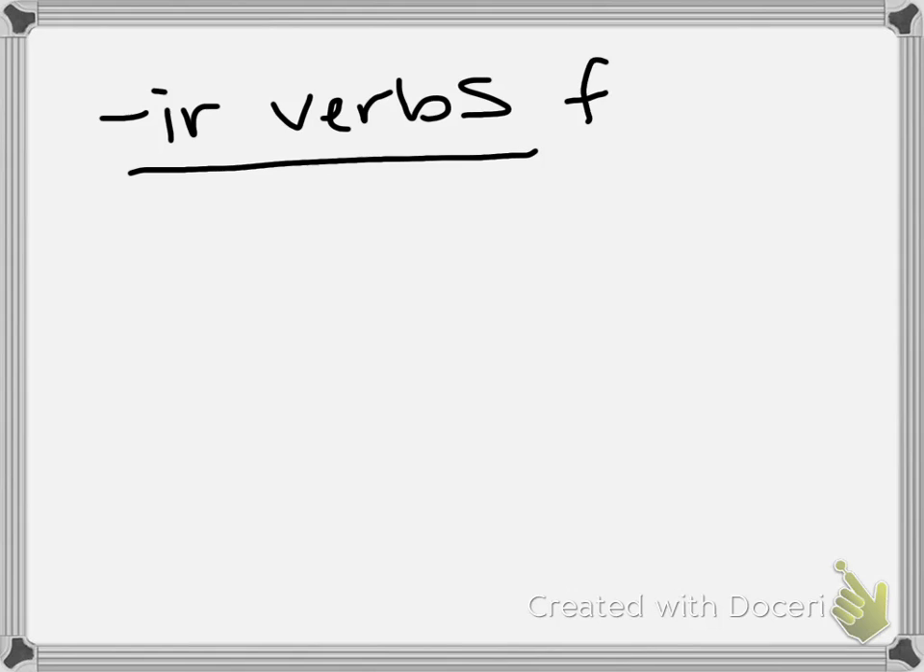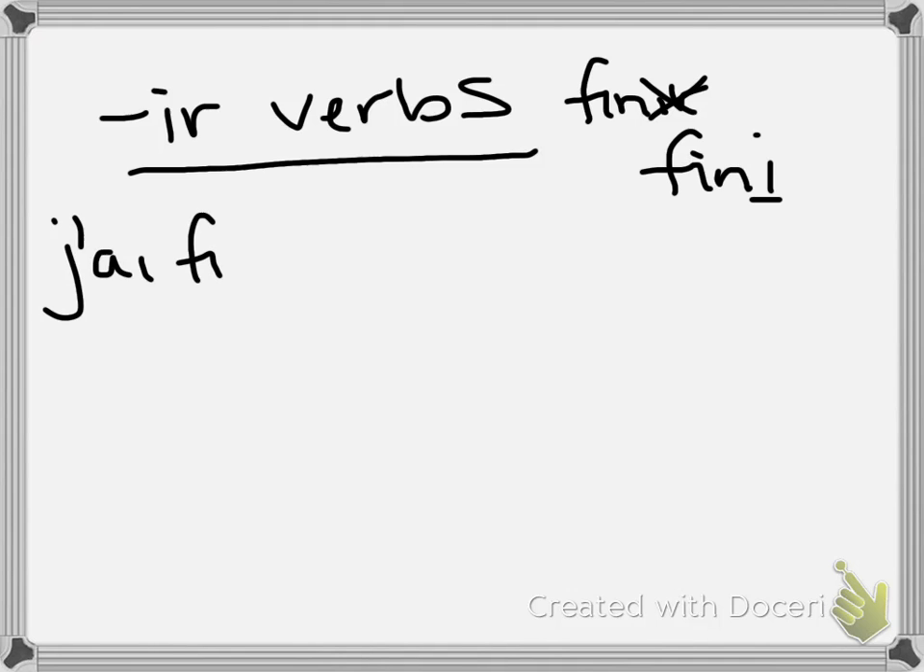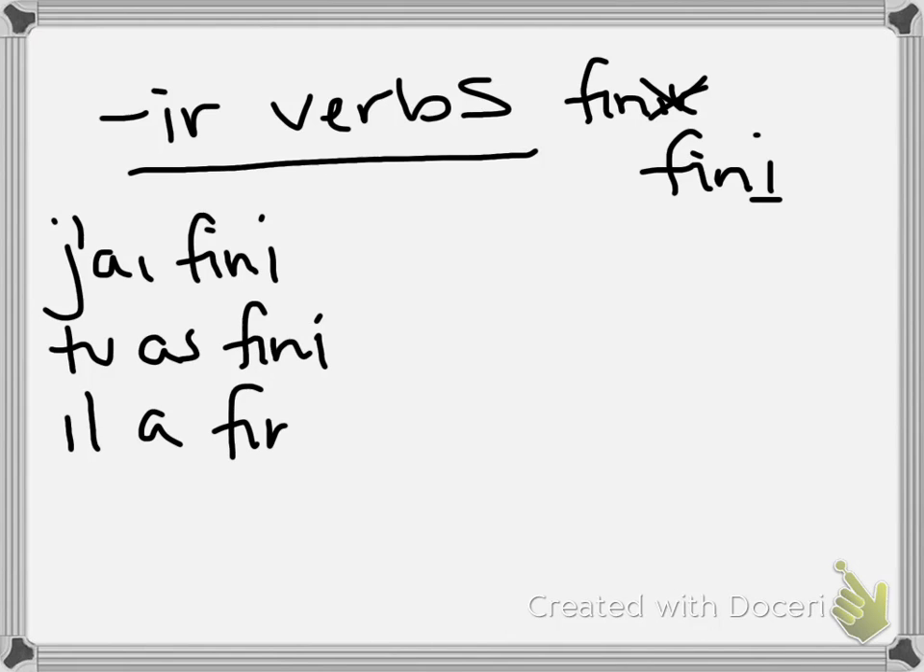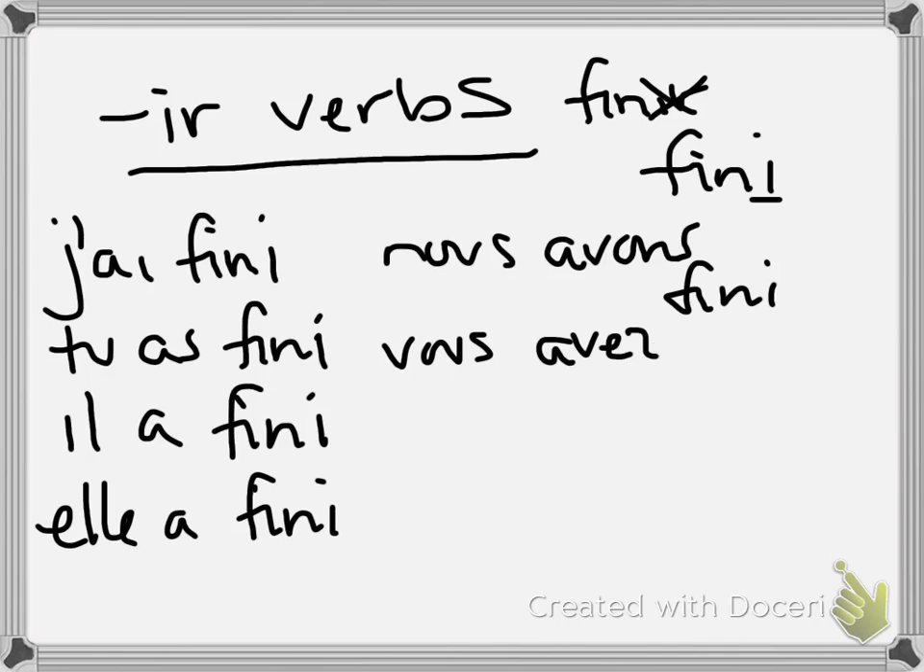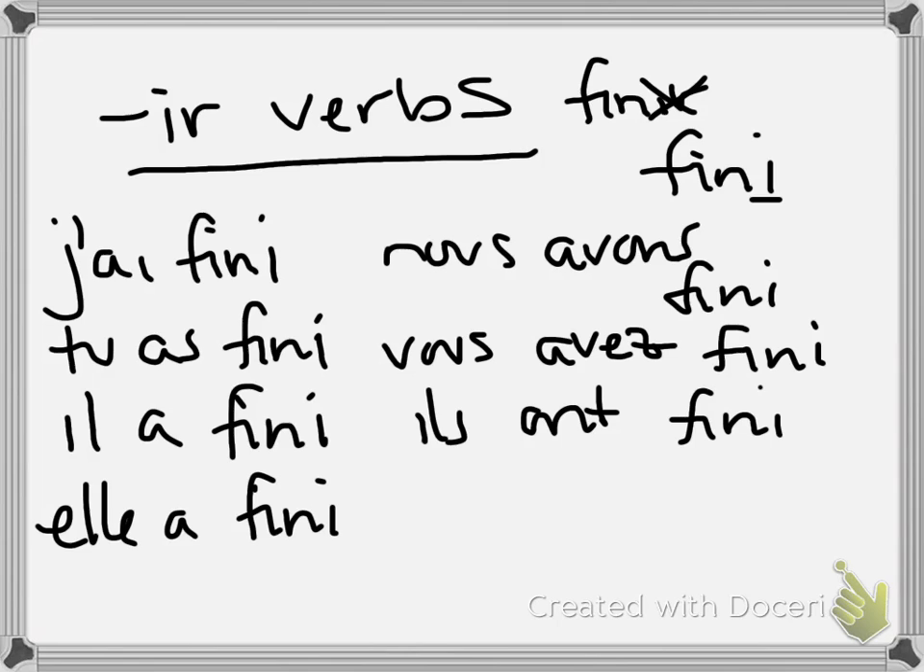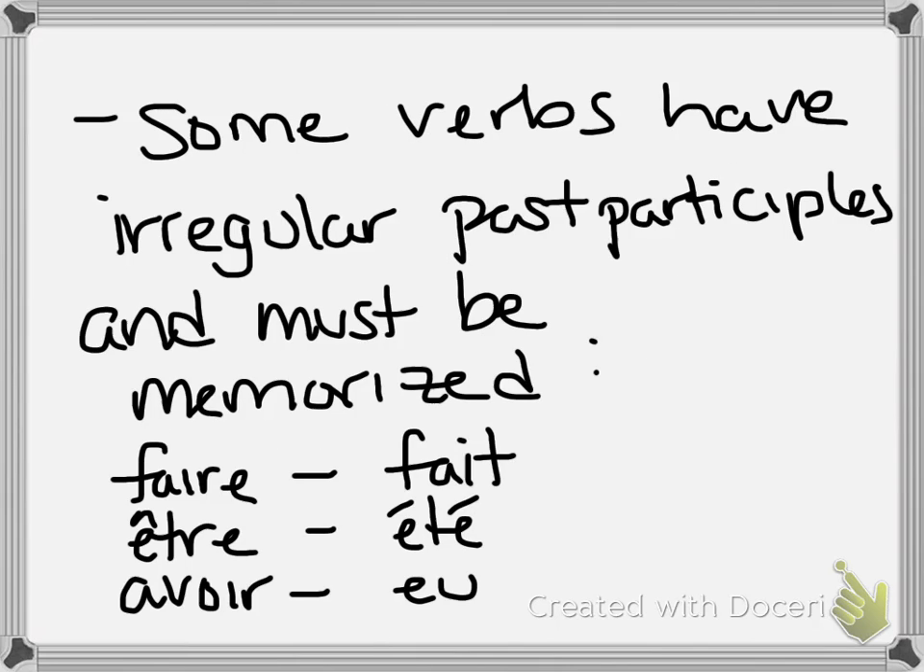The IR verbs, like finir, again, you don't know these in present, but the passé is pretty easy. Take off the IR and you add an I. Okay? So, j'ai fini, I finished. Tu as fini. Il a fini. Elle a fini. Nous avons fini. Vous avez fini. Ils ont fini. And elles ont fini. C'est très simple.